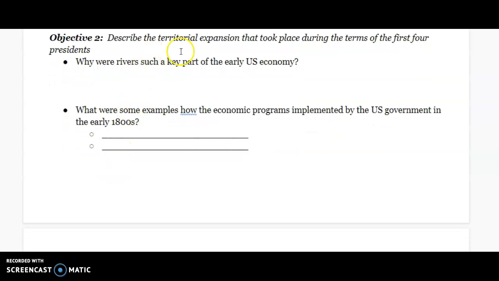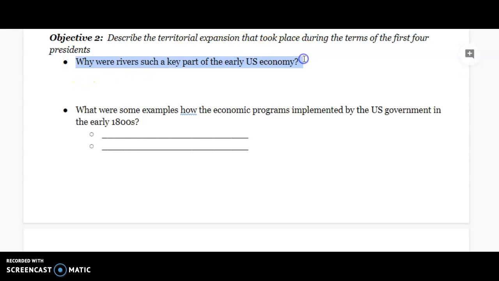Objective 2, describe the territorial expansion that took place during the terms of the first 4 presidents. So here's another question that we've pretty much covered. Why were rivers such a key part of the early U.S. economy? Shipping and trade.